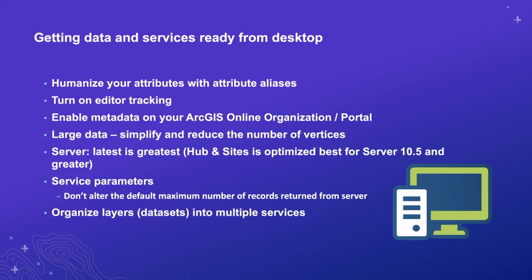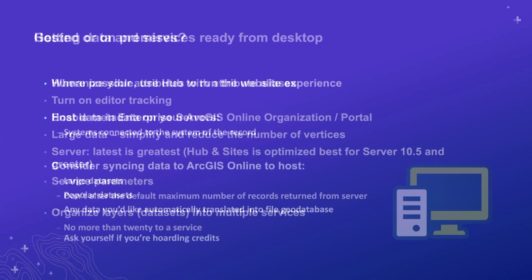And it can be tempting when you're working from Pro to publish all of your layers to one big service, but that can cause problems, and you'll be missing out on item metadata and thumbnails and all sorts of stuff. So organize your layers into a service that represents each data set. You're going to get more control in the long run. And if you've got to do it, try to keep it under 20 layers to a service for performance reasons.